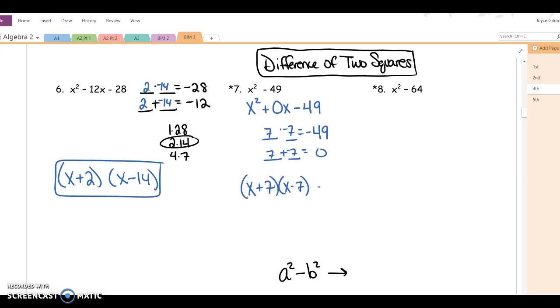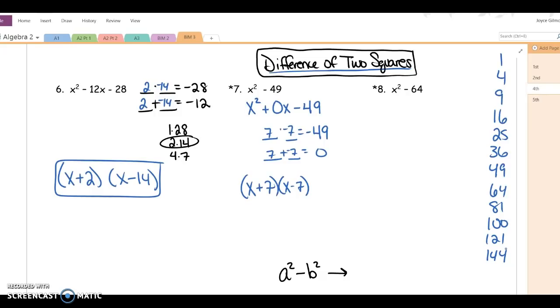Now that's a whole lot of work to show to get that factored form. Is there maybe a shortcut? There is. If you see two terms subtracted, x squared minus something, there's a really good chance it's the difference of two squares. Are you familiar with your perfect squares? 5, 6, 7, 8, 9, 10, 11, 12. These are your perfect squares, 1 squared through 12 squared.